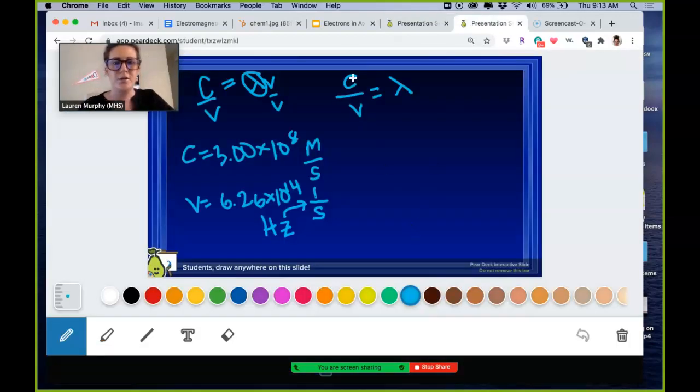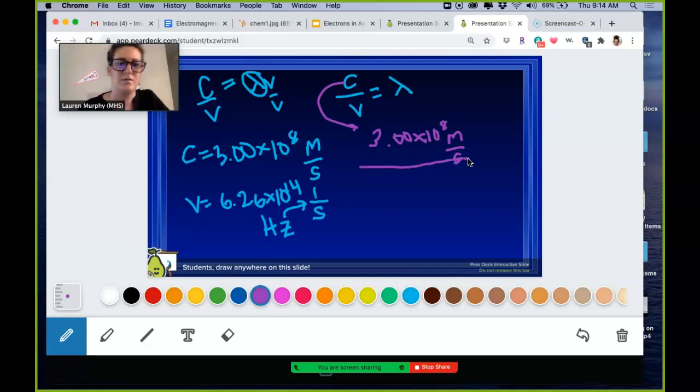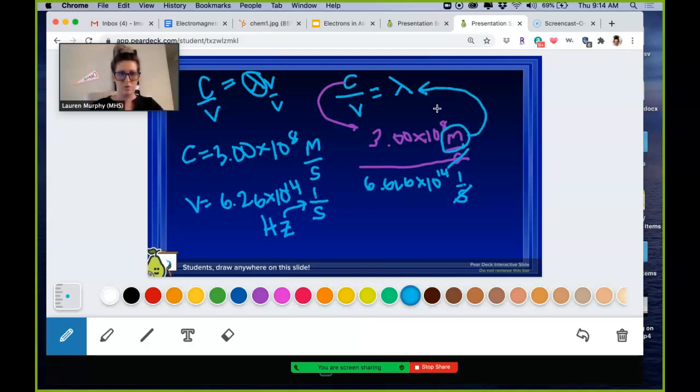Okay, so let's plug and chug. Plug the numbers in. Speed of light, 3.00 times 10 to the 8th meters per second. That's c. Divided by frequency, which was 6.26 times 10 to the 14th hertz, which is the same thing as 1/seconds. So look, my seconds cancel and I'm left with meters. Meters is a unit for wavelength.